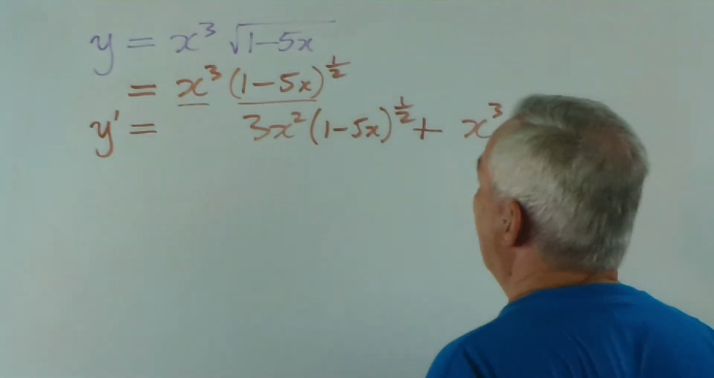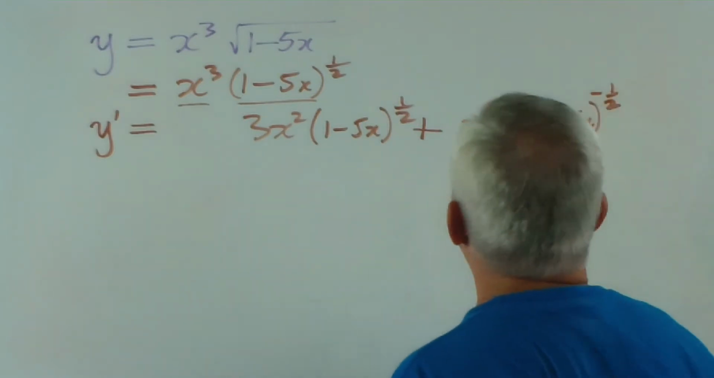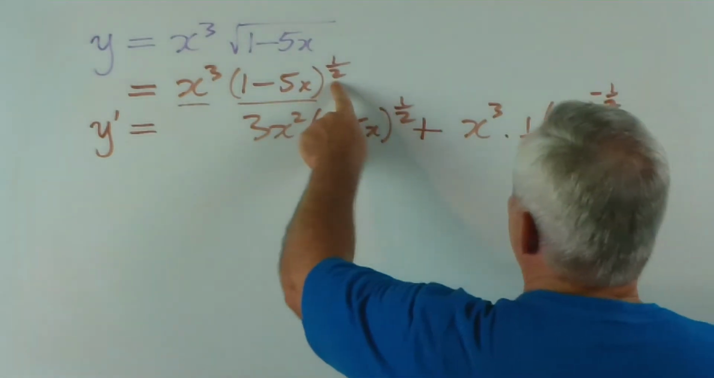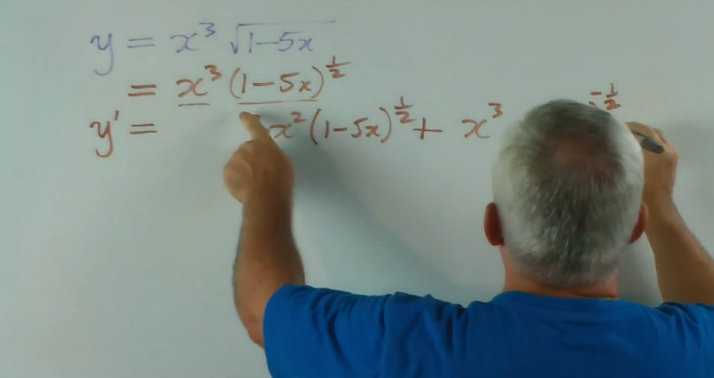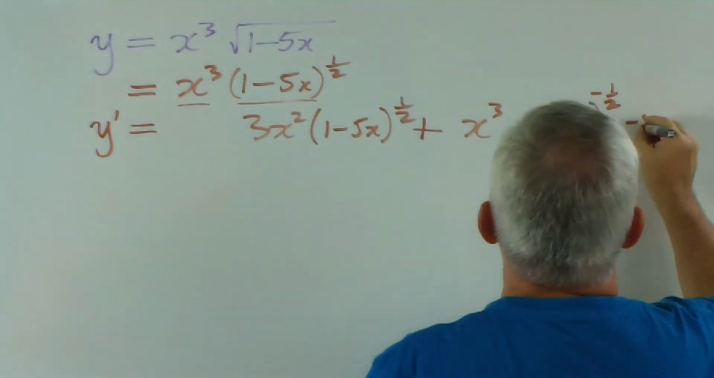Well, a half minus 1 is minus a half. So we're obviously playing games of fractions here. But that deals with that. All that's left now is to multiply by the derivative of what's inside. And the derivative of 1 minus 5x is negative 5.